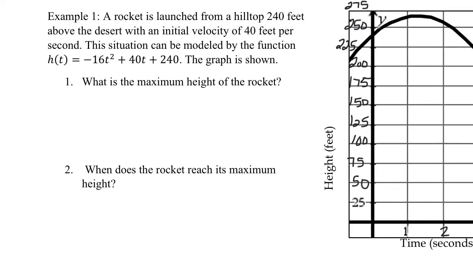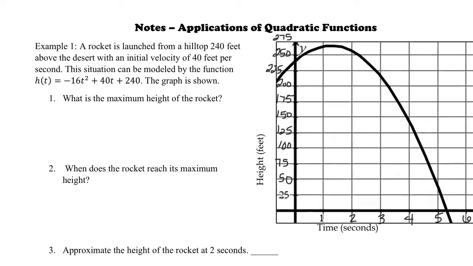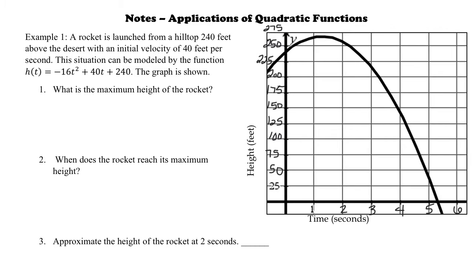So the first question asks us, what is the maximum height of the rocket? So this is all about reading a question and figuring out which part of this graph, the function, it wants. Well, I see that it's asking what is the maximum height. Well, that's going to be the vertex of your quadratic function. So my vertex, and we're going to have to estimate, is about right here.